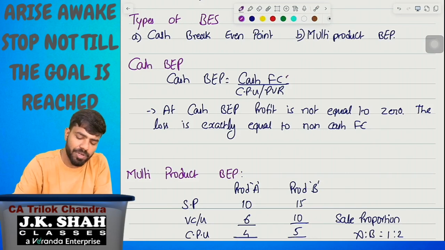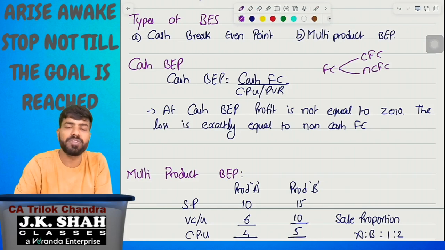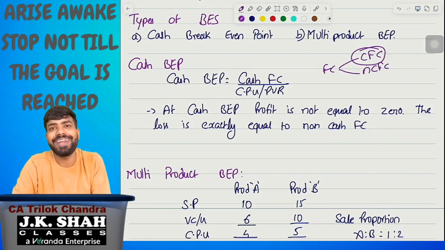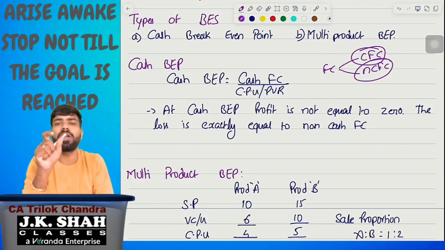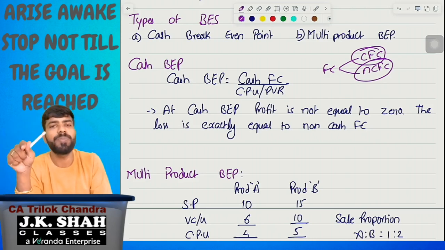What you need to understand is that generally fixed cost can be classified into two categories: cash fixed cost and non-cash fixed cost. Cash fixed cost means rent, salaries paid, all these things. Non-cash fixed cost means depreciation, amortization, all these things. To calculate the cash break-even point, we take cash fixed cost divided by contribution per unit, or cash fixed cost divided by PV ratio.